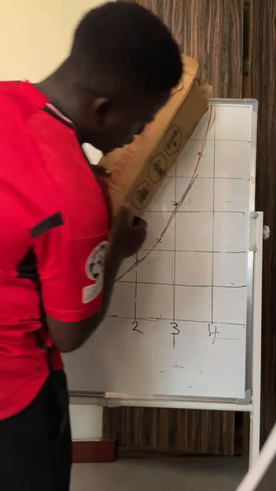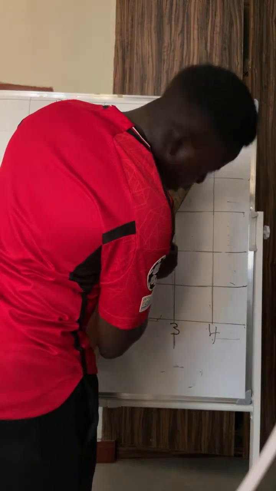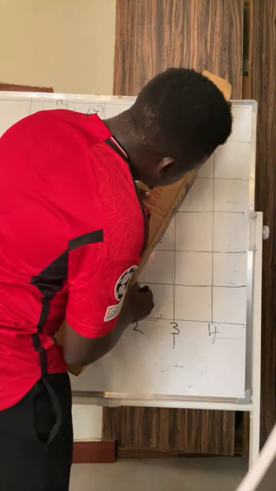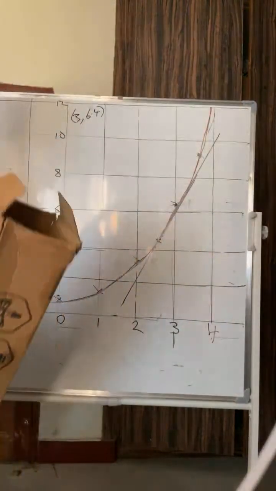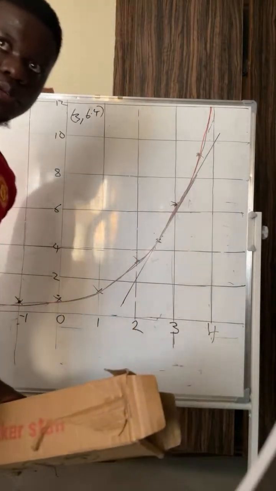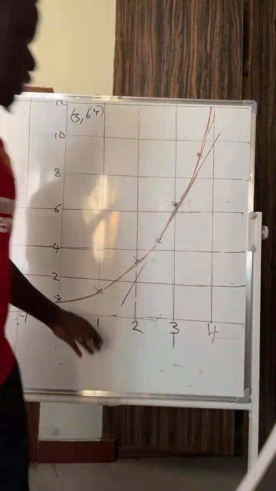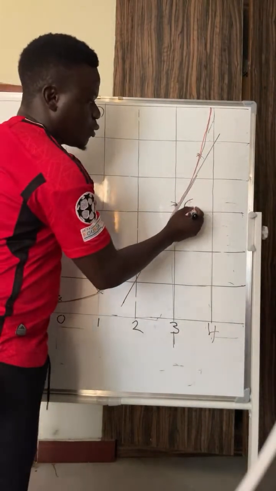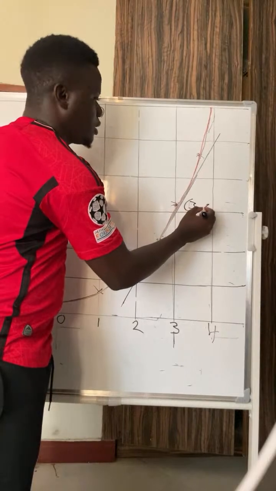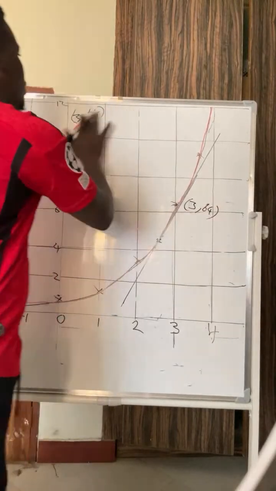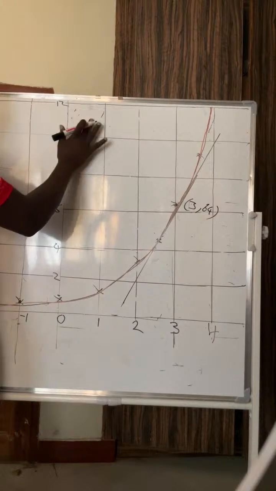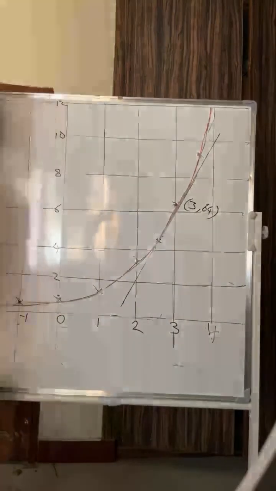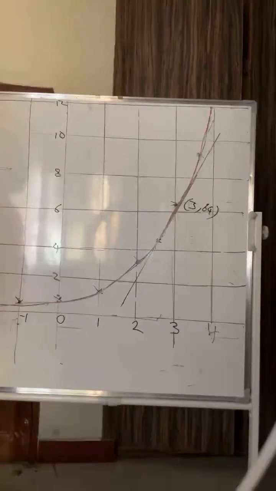You should have a ruler for the tangent. Place it at the point 3, 6.4 and draw the line. Then you should find the gradient.